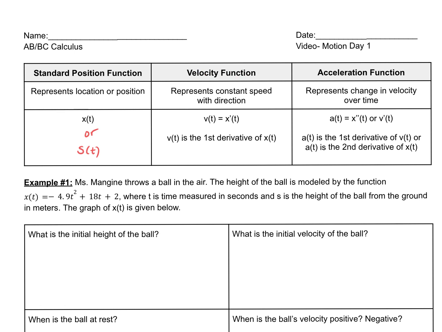Our velocity function represents constant speed with direction, and that is v of t. Now, v of t is the first derivative of x of t. So the derivative of standard position is velocity.